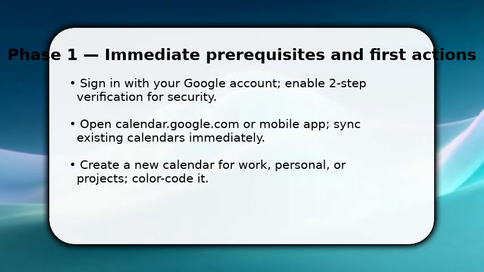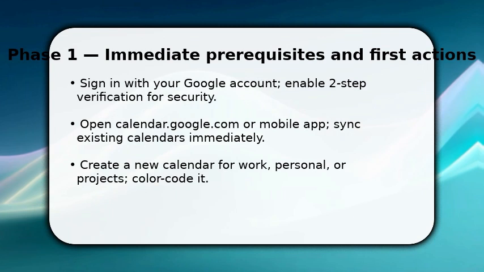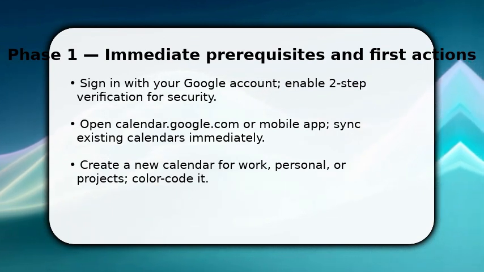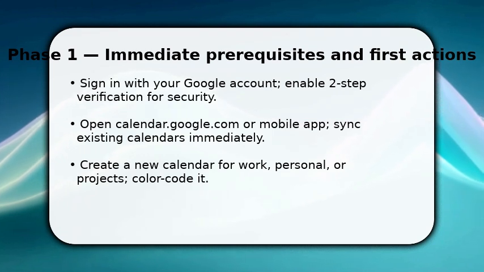You start by getting the essentials in place. Sign into your Google account and enable two-step verification for safer syncing. Once done, open Calendar.google.com or the mobile app and allow calendar sync so events appear across devices.